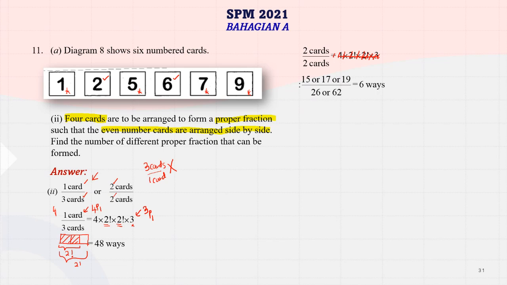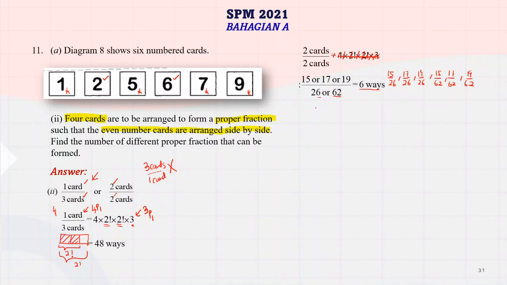Okay, mula-mula kalau kita tengok, let's say kita ada number 1, start with 1 kan? 15, 17 or 19. So kalau kita ambilkan dua cards yang ini, kita ambil 15, 17, 19. So bawah ni boleh jadi 26 ataupun 62. Apa maksud dia? And then dia ada 6 cara. Apa maksud 6 cara tu? Dia akan jadi sama ada 15/26, 17/26 ataupun 19/26, or 15/62, 17/62 or 19/62. Okay, that's why dapat 6 ways.